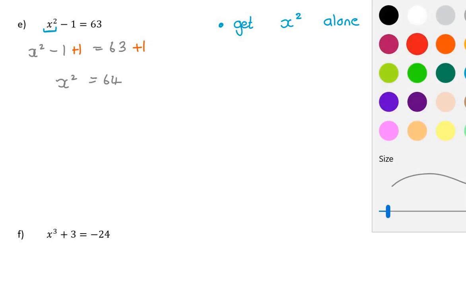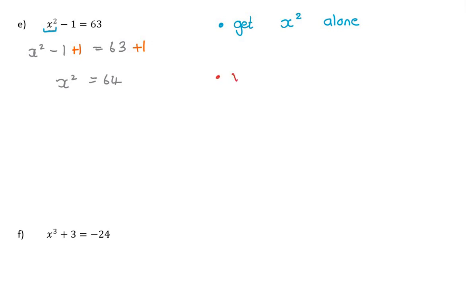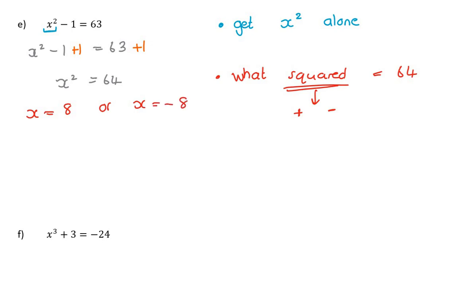And now I'm going to say to myself, right, that's great. What squared gives me 64? Now again, hopefully, I say squared, so immediately I'm thinking, there's going to be a positive solution and a negative solution. So what squared gives me 64? Now you might know that. The answer is 8, which means the answer could also be negative 8, because negative 8 times negative 8, the negatives would cancel to a positive.